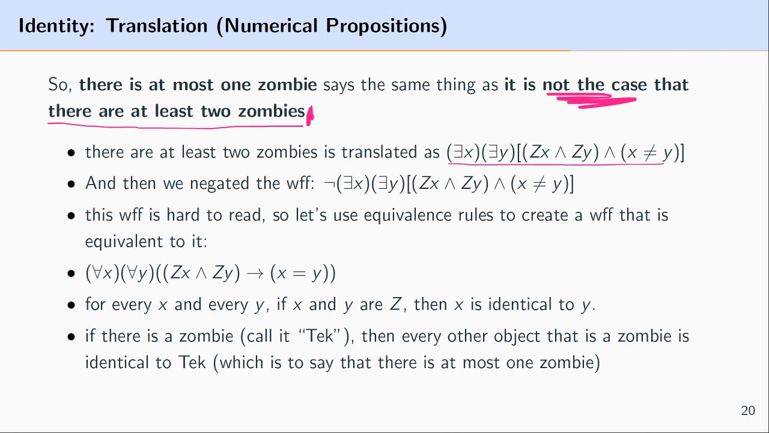And so if there are any zombies, and let's say there is one, every other zombie is going to be identical to that particular zombie. And if that's the case, then there is at most one zombie. It's not committed to saying that there are any zombies, but it is committed to saying that if there are any, then that zombie will be identical to every zombie, in which case there would only be one zombie.